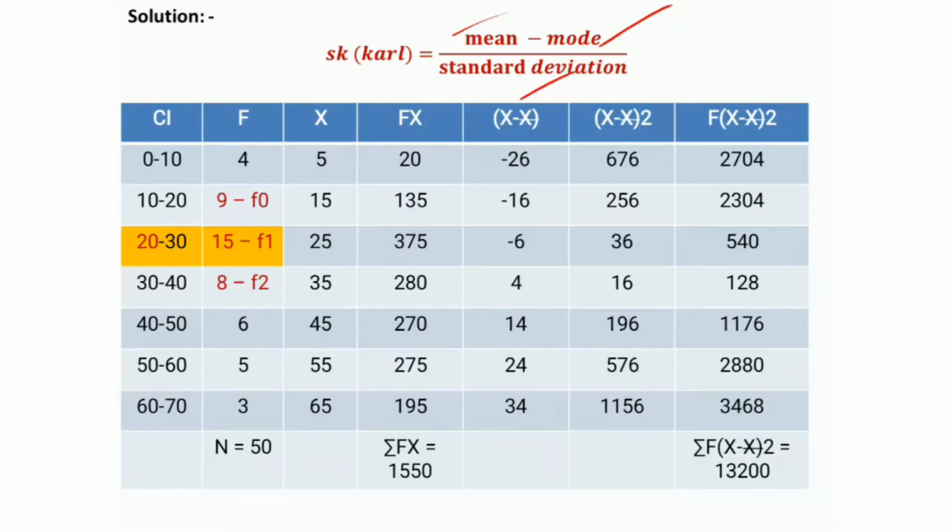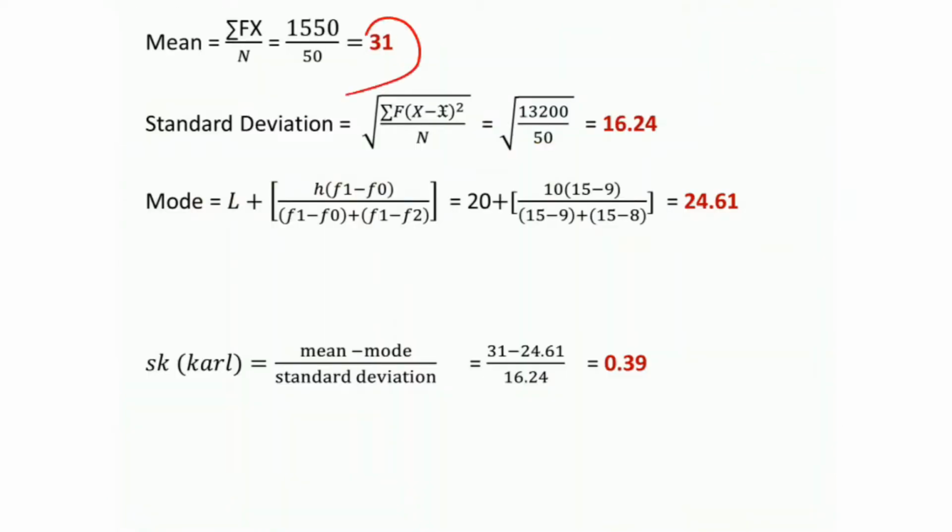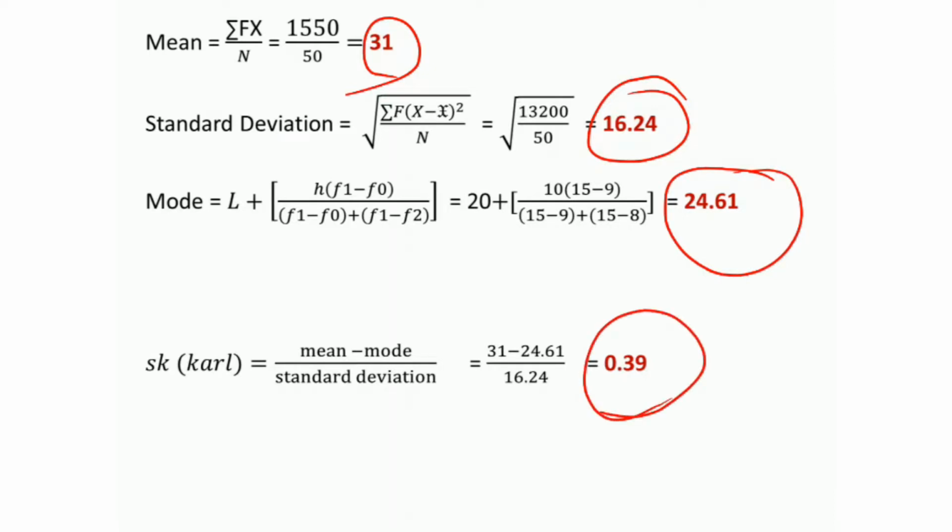These are the three values I've already solved in the table. Since this problem has already been solved, I hope that by looking at the previous problems, the viewer can clearly know how to calculate mean, mode, and standard deviation. It's already been calculated, and I'm not going to solve this problem. Thus, mean you will get 31, standard deviation 16.24, and mode is 24.61. Apply the values, and you will get 0.39.